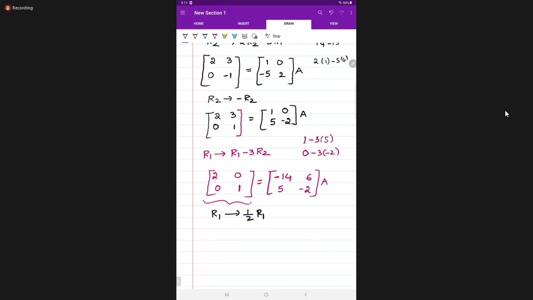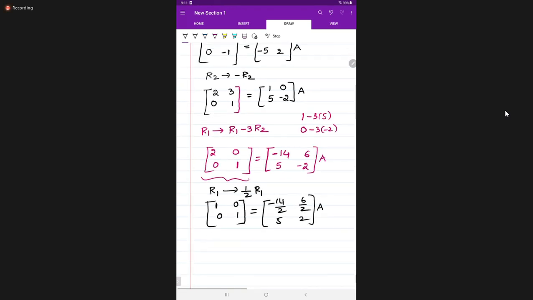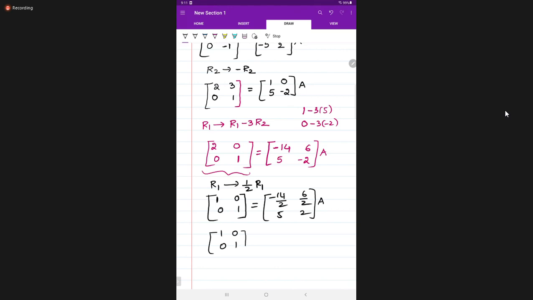Students understood what I'm telling? 2 by 2 is 1. 0 by 2 is 0. It will be 3 by 2. Sorry, minus 14 by 2, that is minus 7. 6 by 2 is 3. 5 by 2. Now it will be 1 0 0 1 equal to minus 7 3, 5 by 2, minus 2.